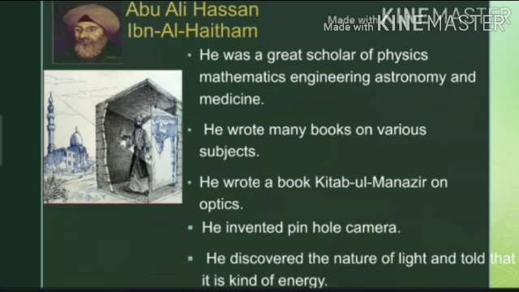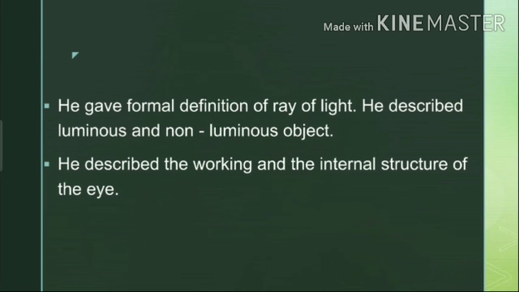Today we know light is a form of energy. This definition was given by Ibn al-Haytham, which changed the concepts of physics and energy too. He gave two more important definitions. Number 1, ray of light, and number 2, luminous objects, which emit light, and non-luminous objects, which do not emit light. These definitions are very important in physics. He described the working and the internal structure of the eye. Today we know about the cornea and pupil, which are part of the internal structure of the eye. It was described by Ibn al-Haytham thousands of years ago.